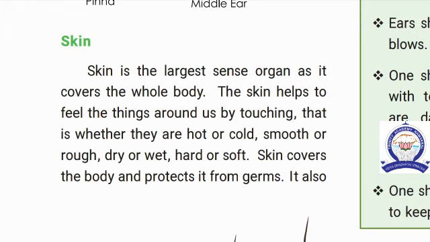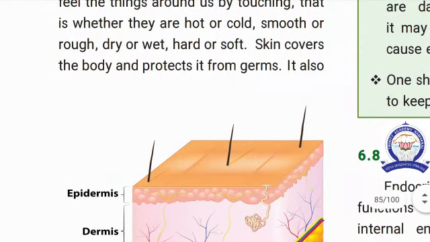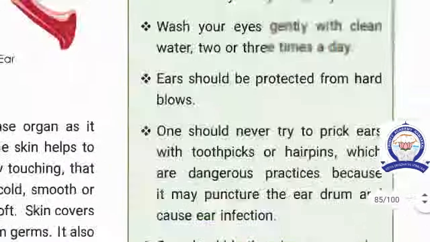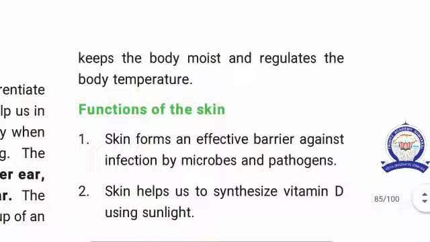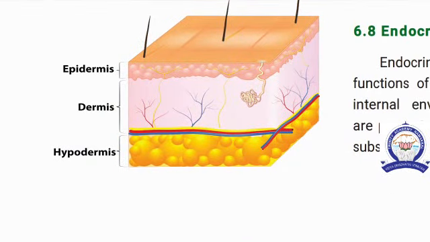Skin covers the body and protects it from germs. It also keeps the body moist and regulates the body temperature. It consists of three layers: the outer layer, the middle layer and the innermost layer.